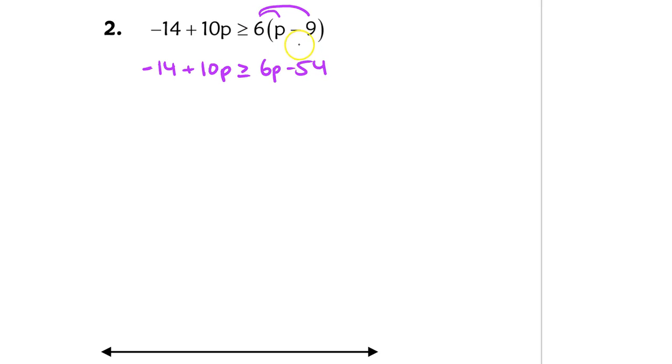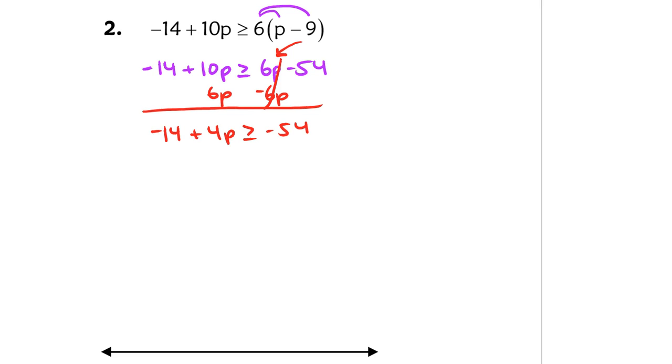Again, I always want to get rid of the variable on the right-hand side and move it this way. So we're going to subtract 6p on both sides. And that leaves me with negative 14 plus 4p is greater than or equal to negative 54. Alright, now I have another two-step inequality here. So if I want to isolate p, I need to get rid of that 14. It's a negative 14, so I'm going to add 14 on both sides. So I'm left with 4p is greater than or equal to negative 40.